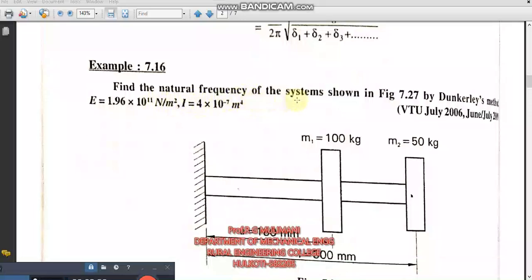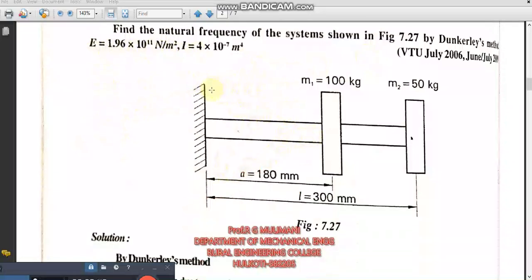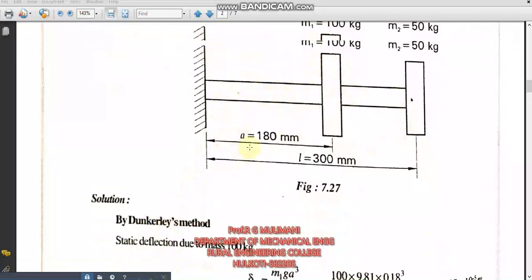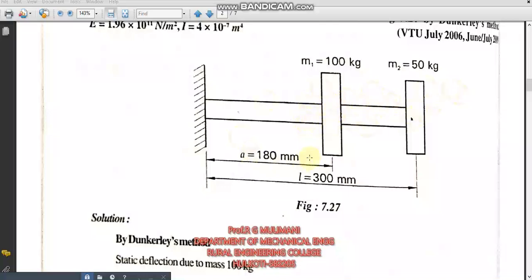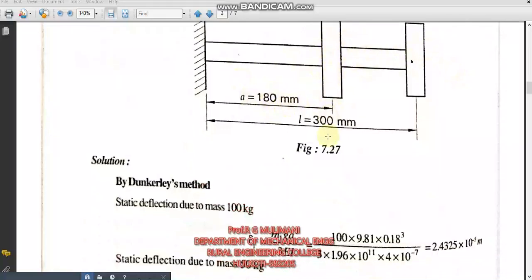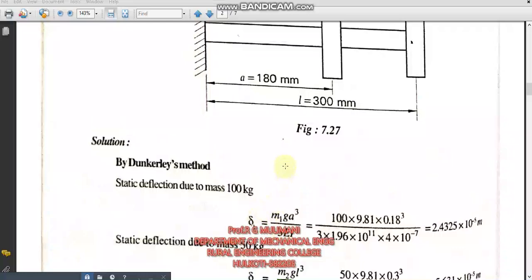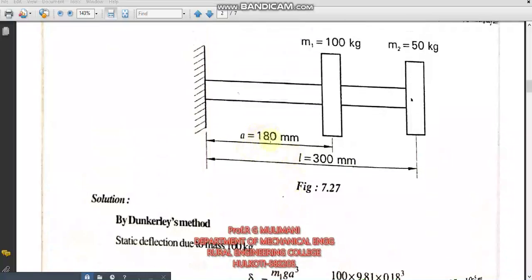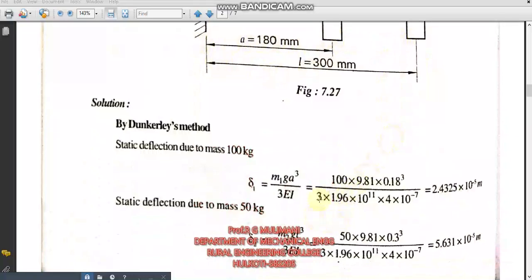In this problem it is asked to find the natural frequency of the system by Dunkerley's method. The E value, Young's modulus, and the I value, moment of inertia, are given, and we already know how to find the influence coefficient for beams. To find A11 we use a cube divided by 3EI, where a is the distance of mass 1 from the fixed end. Similarly, to find A22 we use this distance 300, so 300 cube divided by 3EI.